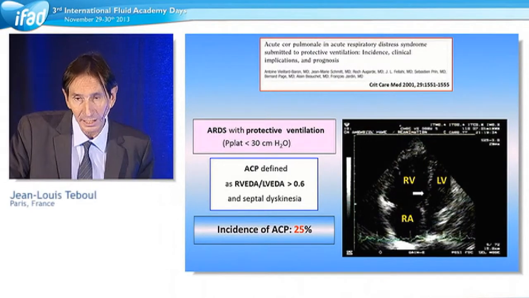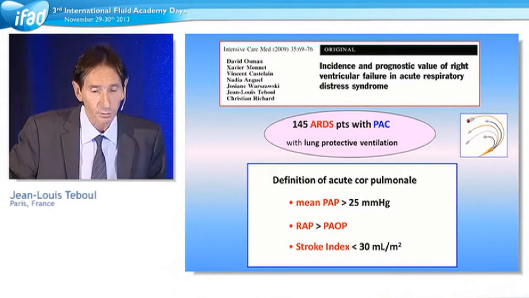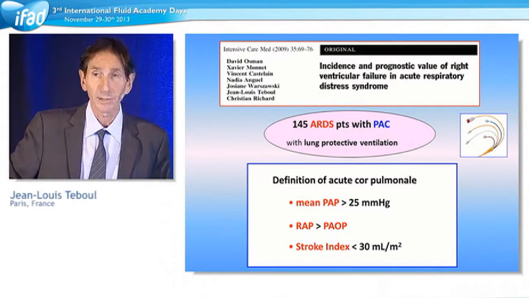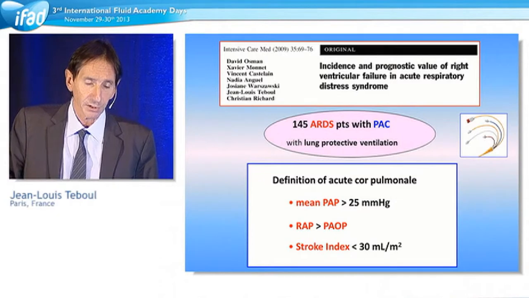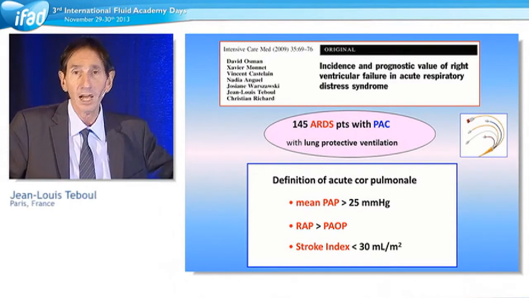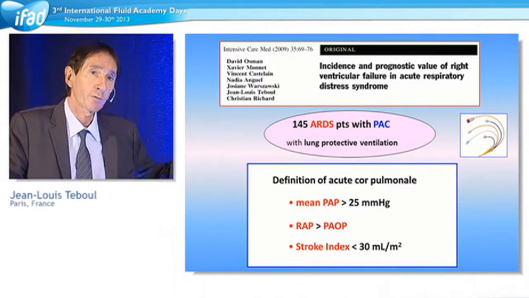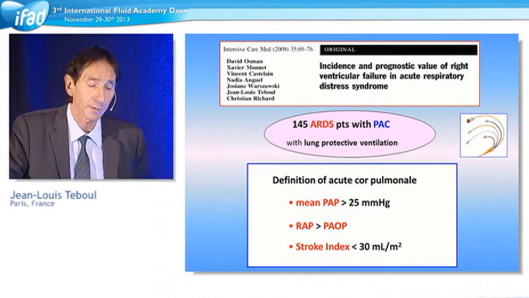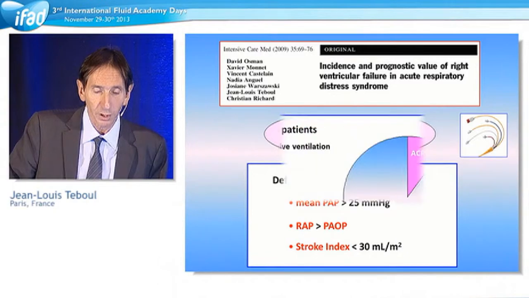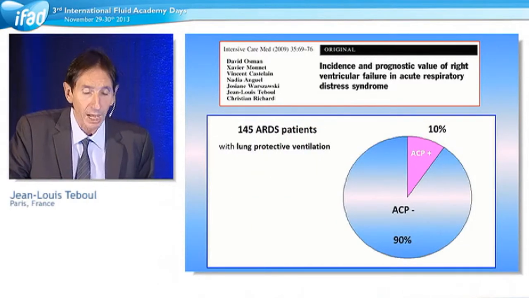so it's not negligible. We did not find the same results in a study we did with David Osman, and we included many ARDS patients ventilated with a lung protective ventilation, but we defined acute cor pulmonale as the combination of a high mean pulmonary arterial pressure, higher than 25 millimeters of mercury, right atrial pressure higher than POP, and a stroke index lower than 30. In this situation, we found only 10% of patients with acute cor pulmonale.